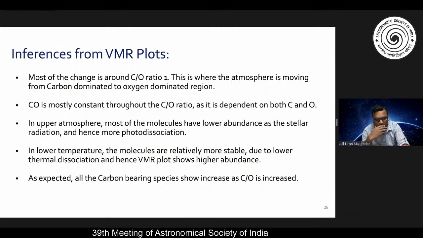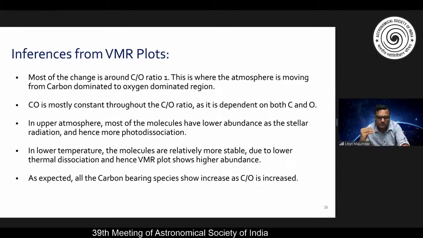And what we understand in general is that most of the changes happen around C/O ratio 1. So this is where the atmosphere is moving from a carbon dominated to an oxygen dominated region. CO is mostly constant throughout the C/O ratio, as it is dependent on both the carbon and oxygen elements.